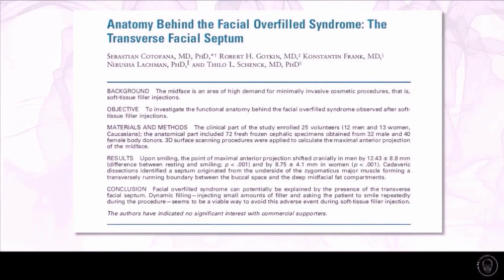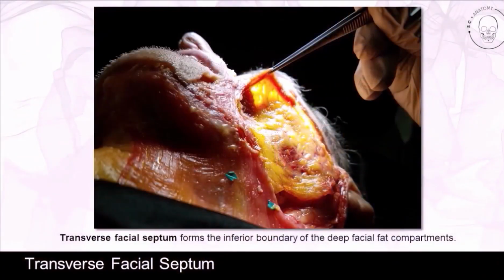Another example is the midface. In the midface, there is a fascia that's attached to a muscle. Nothing special, but from the muscle to the fascia, then the fascia attaches to the maxilla, so to the bone. So there's a connection between muscle and bone, and this connection is called the transverse facial septum. This transverse facial septum forms the inferior boundary of the midfacial fat compartments.